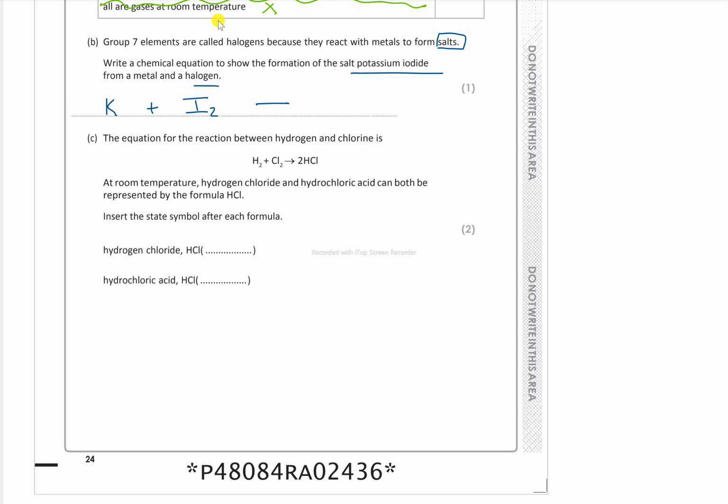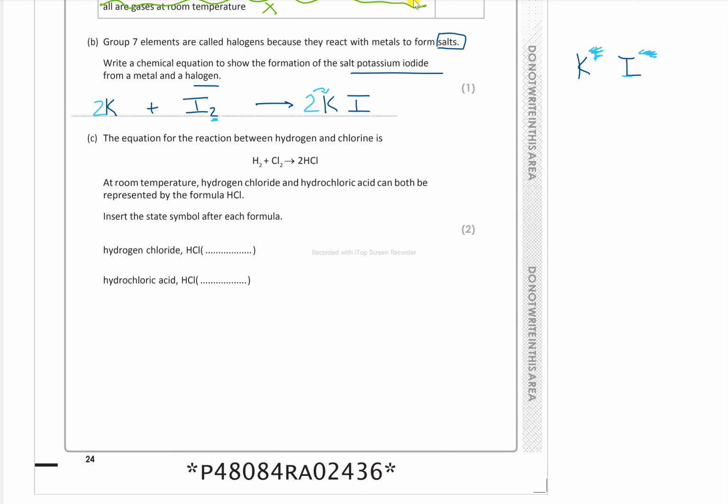And then it becomes potassium iodide. I know that iodine forms a -1 ion and potassium forms a +1 ion. Because they're both ones, I'm not worried about the signs. It becomes potassium iodide. Now I need to balance this. I've got 2 iodines, so I need to put that there. So now I need 2 potassiums here. That's it, done.